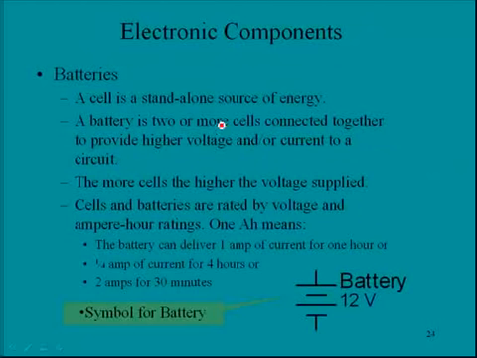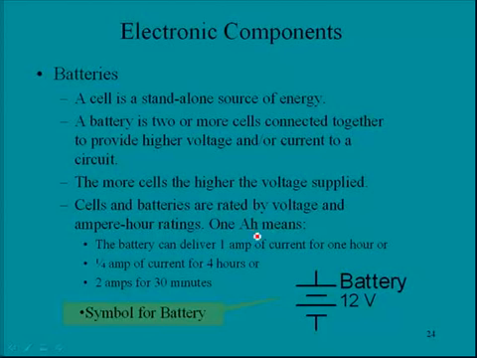Okay, first thing we're going to look at is batteries. A cell is a standalone source of energy. A battery is two or more cells connected together to provide higher voltage and/or current to a circuit. The more cells, the higher the voltage supply. Cells and batteries are rated by voltage and ampere-hour ratings, and AH stands for ampere hour.